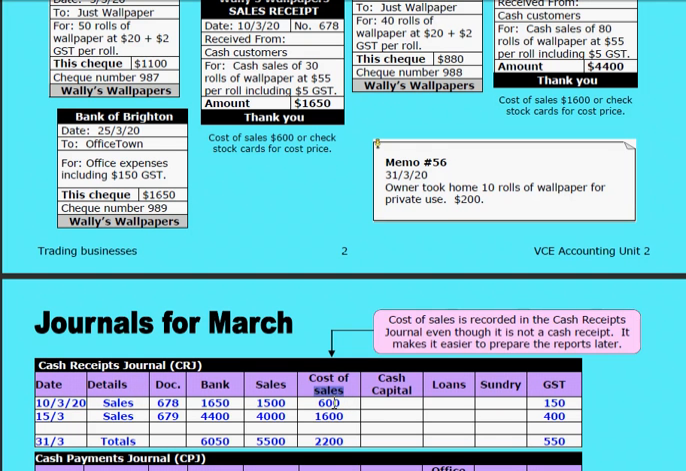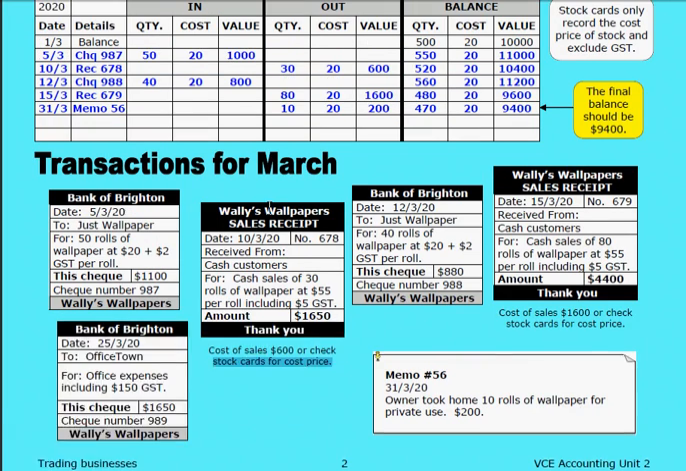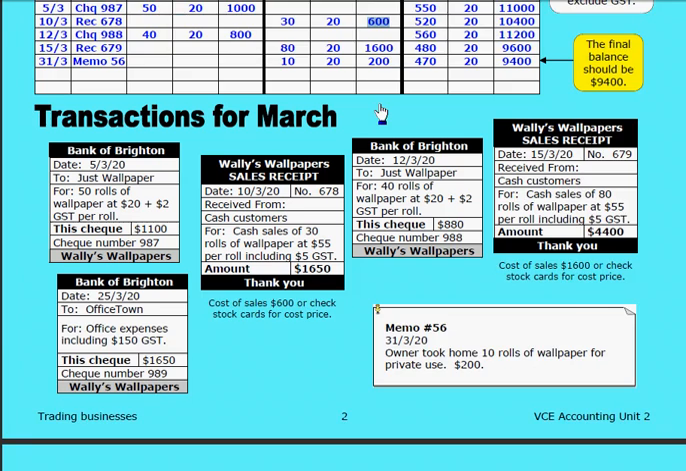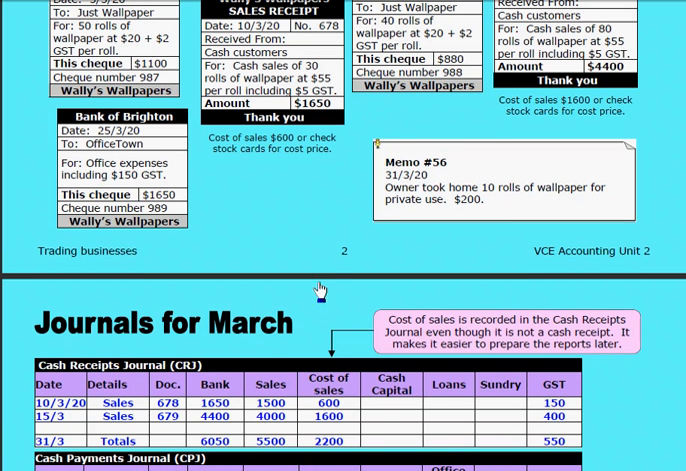Now that $600 is going to be 30 units multiplied by $20 a unit to give the $600. It tells you this underneath the document up there, but of course that's not normally going to be there. To get the $600, you could go back to the stock card and see 30 by 20 equals $600. So that $600 you've already worked out in the stock card is now recorded into this cost of sales column in the cash receipts journal, $600.